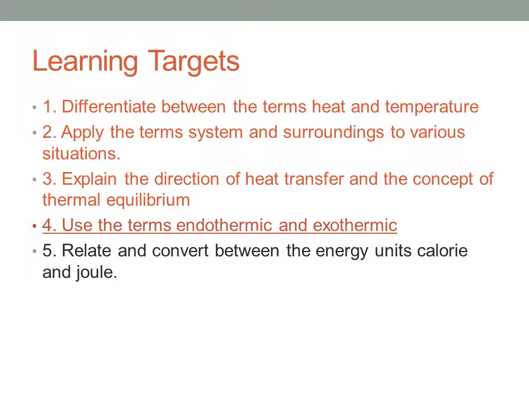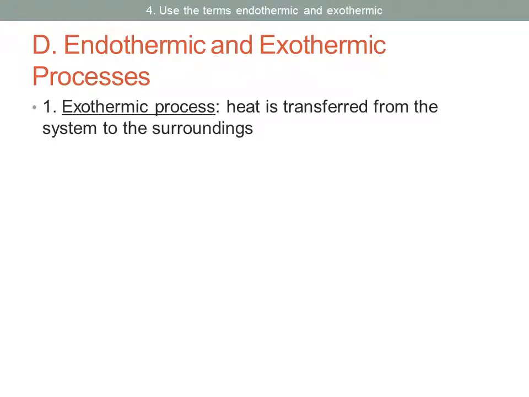Next learning target, we want to use the terms endothermic and exothermic. An exothermic process is a process where heat is transferred from the system to the surroundings. So here we have our system, which is demonstrated with this red box, and energy is leaving the system and going to the surroundings. In other words, we say that energy is released.